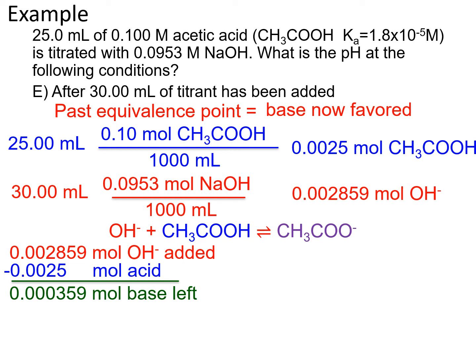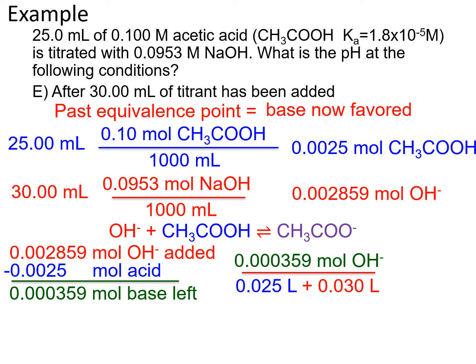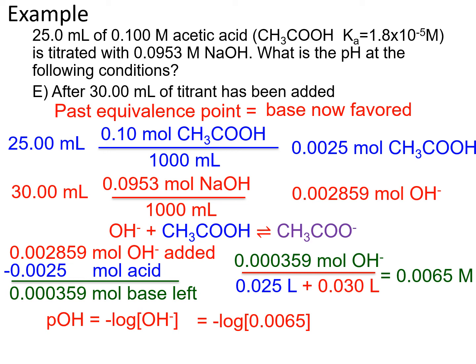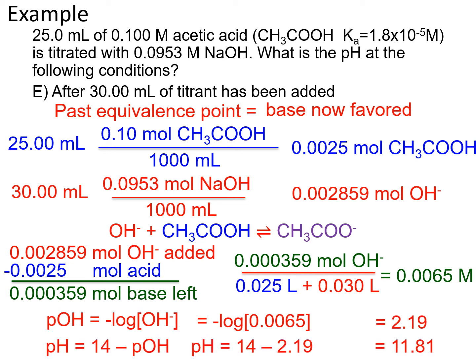I now need to get from moles to pH, meaning I'll need to figure out my new molarity. So I'm going to add the 25 milliliters and the 30 milliliters together. I now have a concentration of just the hydroxide. I can use my log relationship, turn that into a pOH to subtract from 14 to get my new pH of the solution. Again, I can see this continues to increase as I've added more solution.